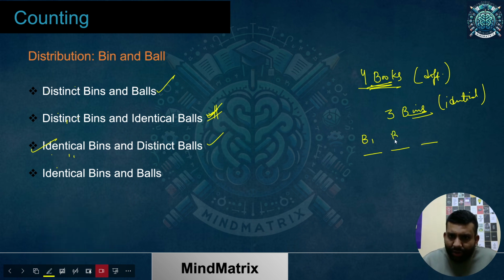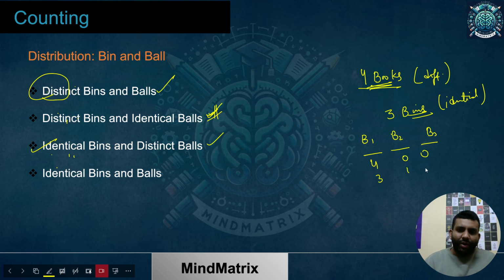This is the B2 bin and this is the B3 bin. Okay, so if they were distinct, it would have been like this. I need to distribute 4 books. Either it could be 4 0 0, all the 4 going in the same bin, or it could be 3 1 1 or like 1 3 1.